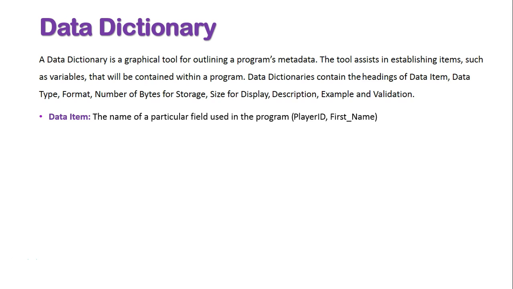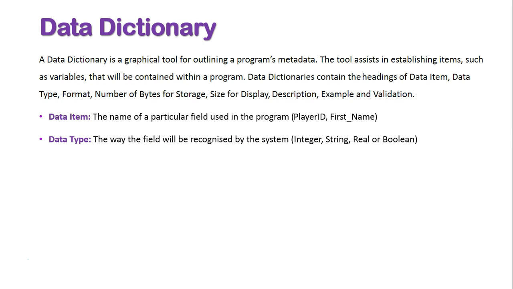The data item field is the name of the particular field within the program. So it may be an ID field or the first name of a person who is going to be using the software. The data type is the way the field will be recognized by the system. So our known data types are integer for numbers, string for characters together, real for fractions and decimal point style numbers, and a Boolean for true or false types of entries.